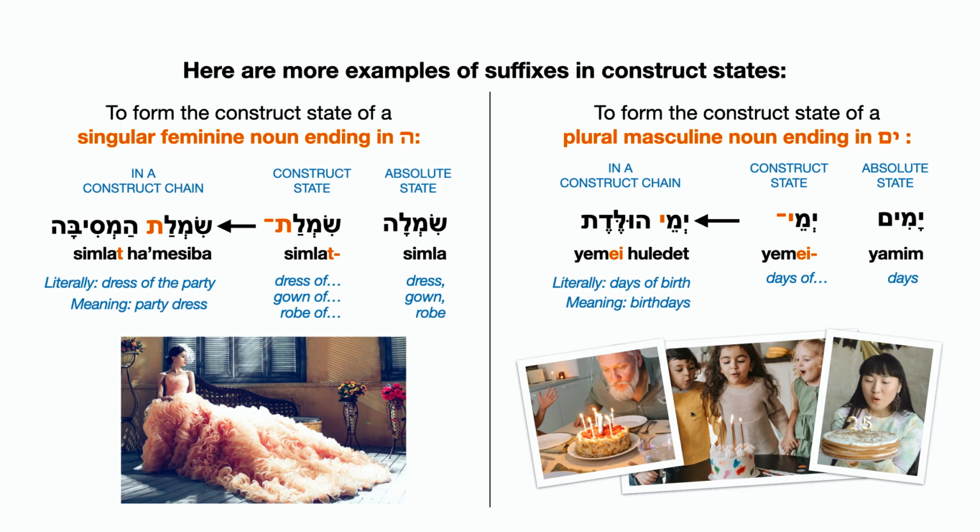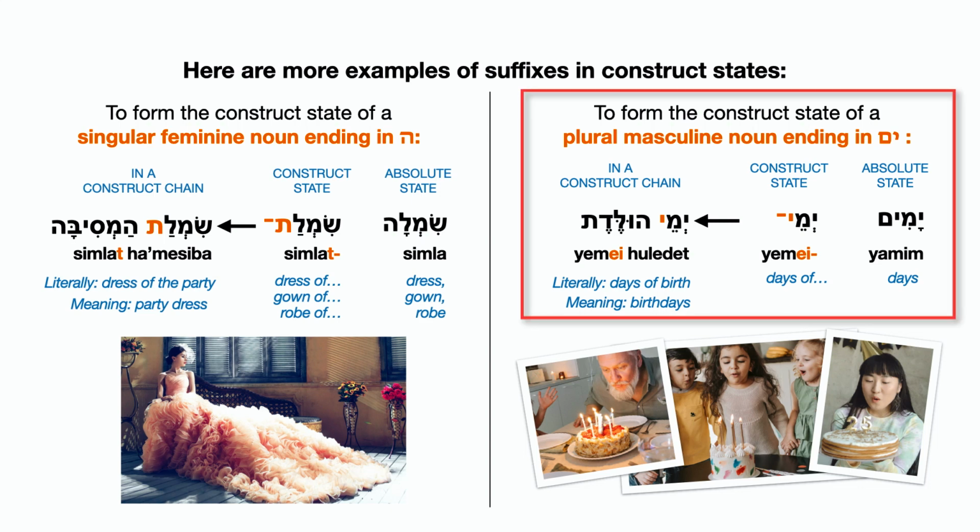And here are more examples. On the masculine side, as we said, to form a construct state of a plural masculine noun ending in im, we add the suffix a. So yamim, which ends with an im, means days. And to say days off, to make it a construct state, we say yemei. Yamim, days. Yemei means days off.